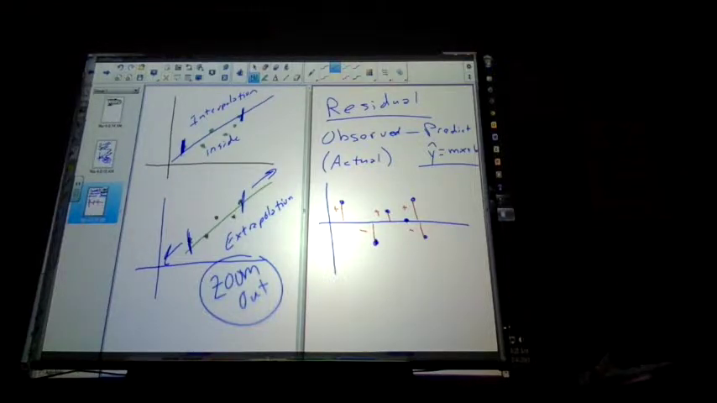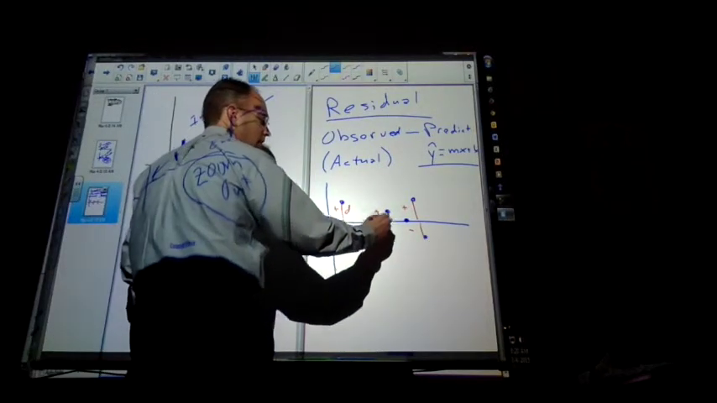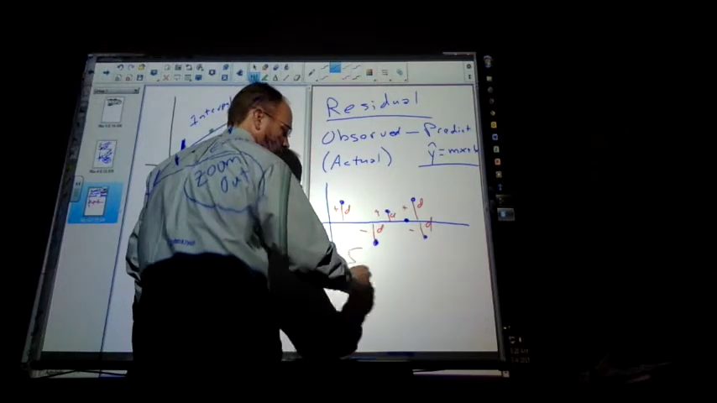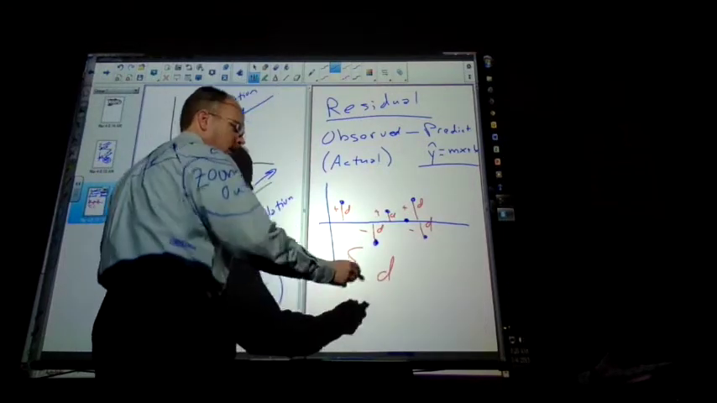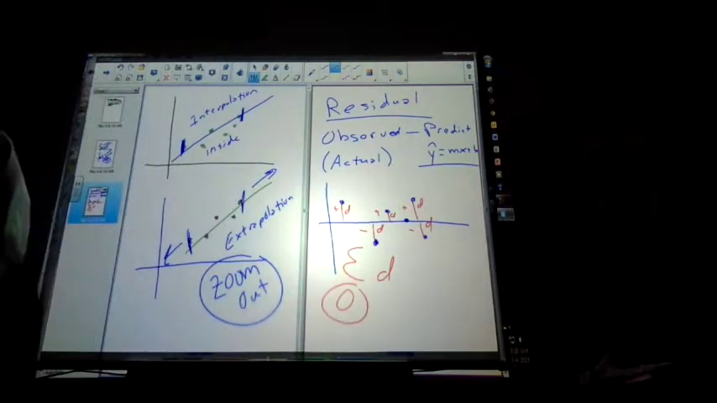So, what we're going to do in order to find the residual is you take each of these distances, whether they're positive or negative, and you add them up. Sum up the distance. If it comes out to 0, that's going to tell you that your line of best fit is pretty darn good. Okay, it's going to tell you you have an R value that's above 0.7.